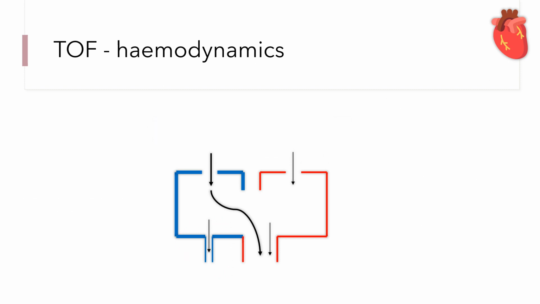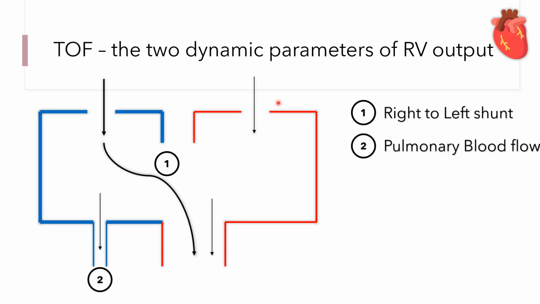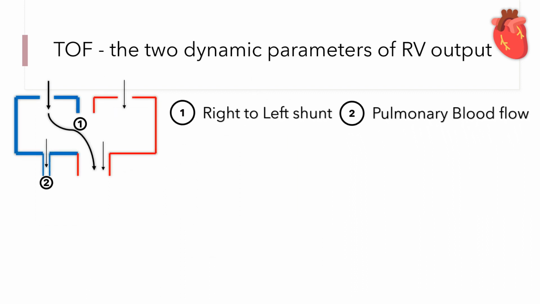So this is the hemodynamics of a tetralogy of Fallot case. The two parameters that can change from heartbeat to heartbeat are the right to left shunt, that is this one, and the pulmonary blood flow, that is this one. So we need to understand those two things better. What does the right to left shunt mean? It means the blood coming from the right side of the heart into the left side of the heart.